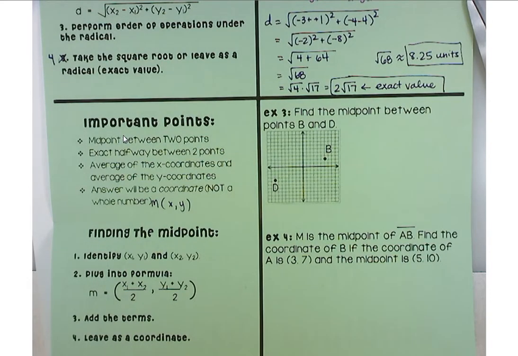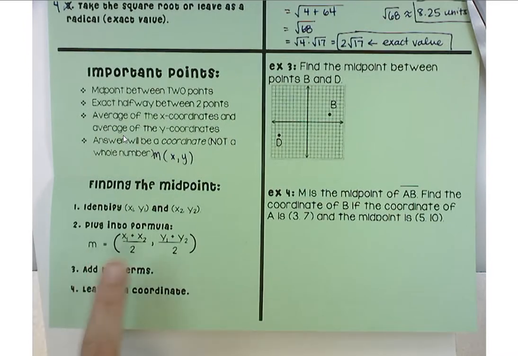Then if you're having trouble when you get home, you can follow these steps. So the first thing, pick out your x1, y1, x2, y2. You're going to use your formula and substitution, add the terms and divide, and then you're just going to leave it as a coordinate. Make sure that you do simplify if needed.